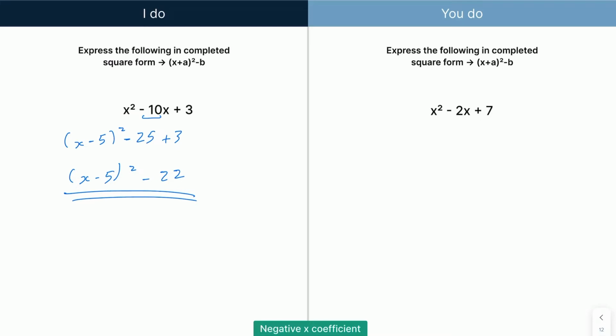Hopefully you've pressed pause and had a go at this one. So write your brackets. So that's x. We're going to half this value. So that's going to be minus 1. Square that. Now, if you square 1, you end up with 1. So we're going to subtract 1 and then add 7. And then that becomes x minus 1 squared plus 6. And that's written in the completed square form.